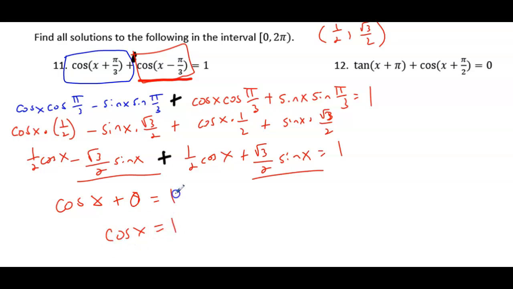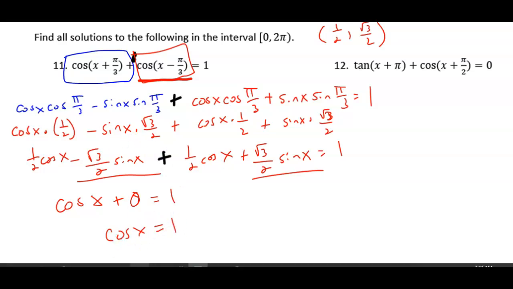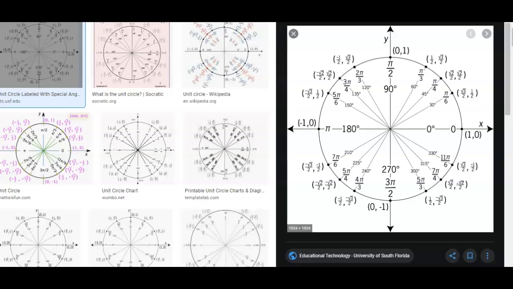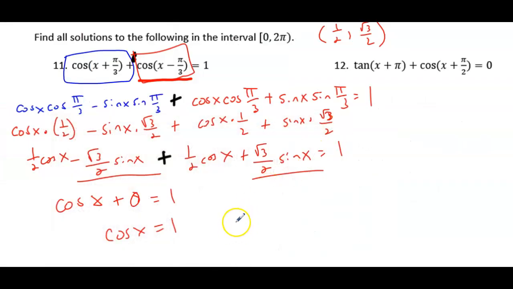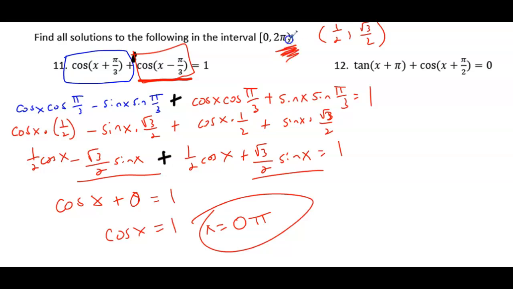So where does cosine of x equal 1? I look back at my unit circle. Cosine is the x value. So where's the x value 1? Right here. It's 0, or 0 pi. So x equals 0 pi. Why didn't I put 2 pi? Y'all see this notation right here? That's an open interval, so it's not equal to. This is equal to 0. So from 0 to 2 pi, that means less than 2 pi.